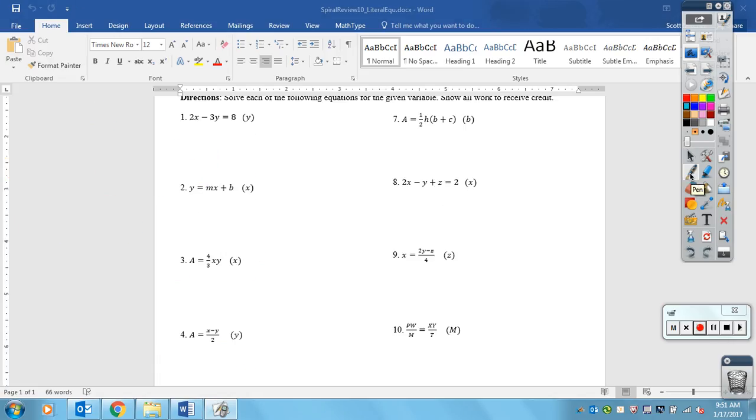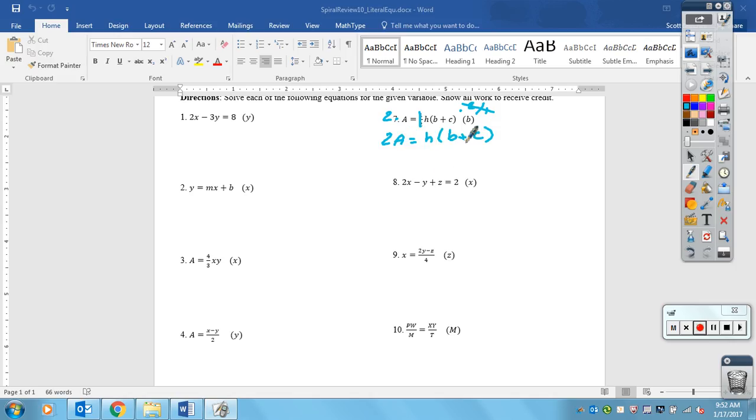Number 7 says to solve for b. Again, you might be tempted to subtract c, but we're not ready for that because they're technically held together by this. Let's get rid of the fraction. 2 over 1 times 2 over 1 is just 2. 2a equals h times b plus c.